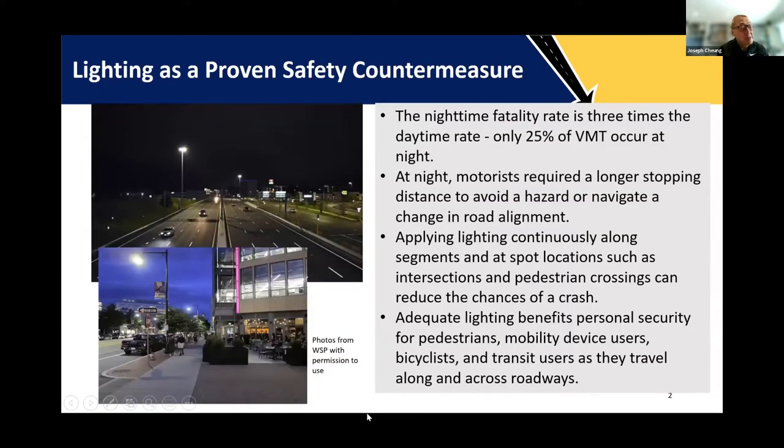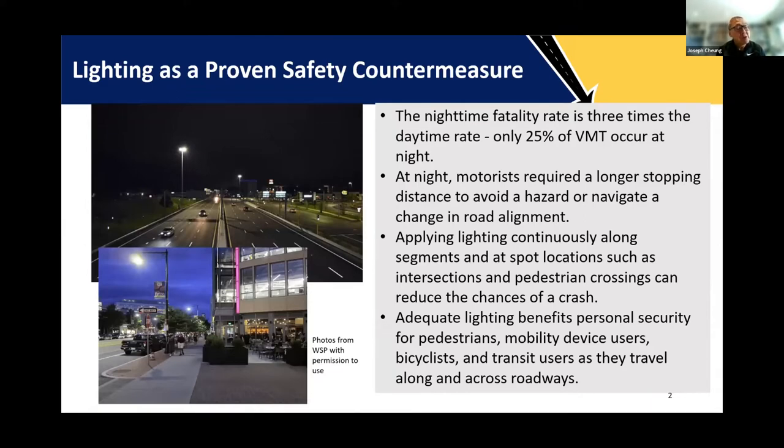When you look at the data, you can see that the total number of daytime fatalities is about the same as that in the nighttime. But since only 25% of the vehicle miles traveled occur at night, the nighttime fatality rate is about three times that of the daytime rate.